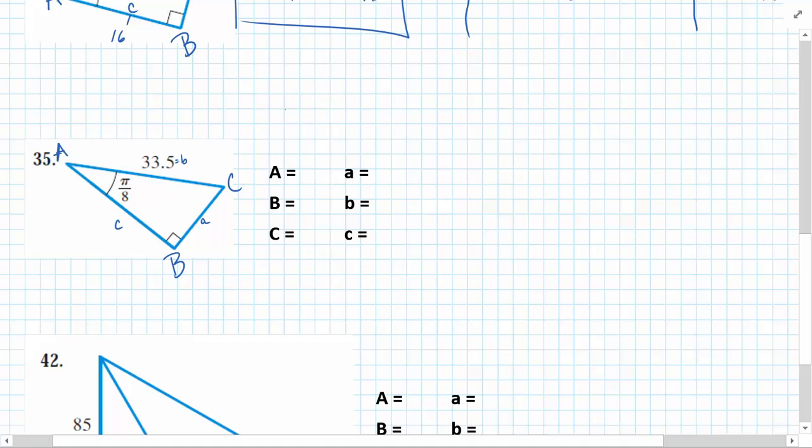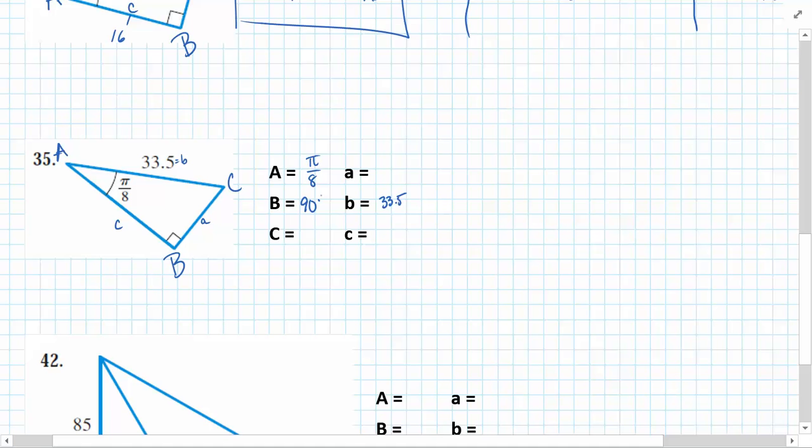The values that we know here: angle A is pi divided by 8 units. So that's not a degree measurement, that's a radian measurement. Side length A is unknown. No, side length B is known, that one's 33.5 units. It's side length C that we don't know. But we do see that angle B is given to us as well.